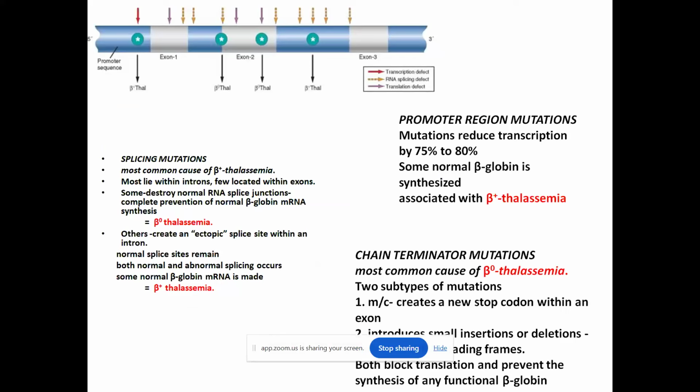Coming to beta thalassemia, the mutations can be splicing mutations producing beta 0 and beta plus thalassemia, or promoter region mutations producing beta plus thalassemia, or chain terminator mutations producing beta 0 thalassemia.